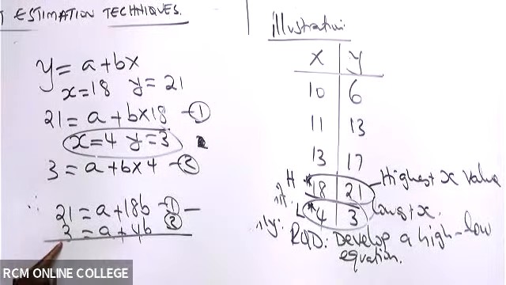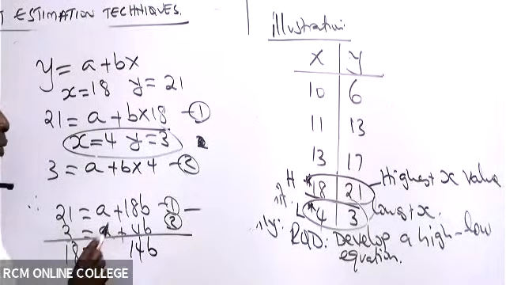So let's eliminate a. 21 minus 3 gives me what? 18 equals a minus a disappears. That is what I wanted. How about 18b minus 4b? That is 14b. So is there somebody who is able to see now the value of b? Anybody who can easily see the value of b?